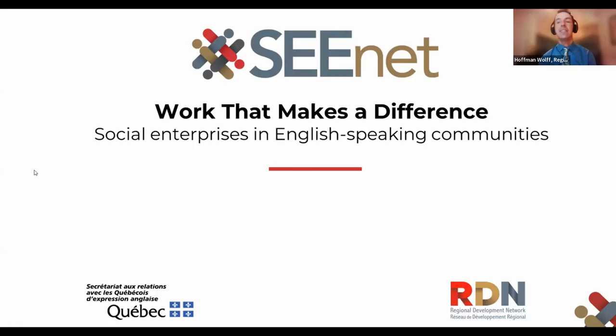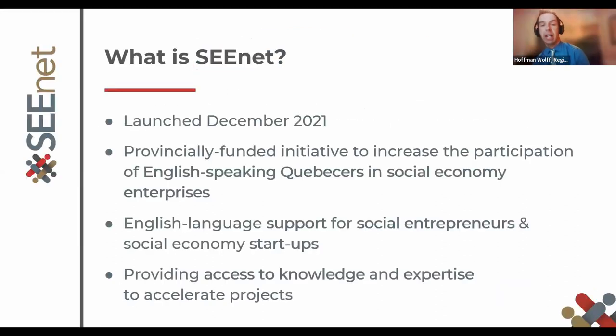Well, thank you, Martine. CNET is a provincial initiative to better integrate English-speaking Quebecers into the social economy. So it's done under the umbrella of the Regional Development Network, and I'll explain a little bit more what that is. And it's funded by the Secretariat for Relations with English-speaking Quebecers. We were launched actually December 2021, with the goal of, like I said, increasing the participation of English-speaking Quebecers in social economy enterprises. So we provide support for social entrepreneurs, for social economy startups in English, and also for some of our regional organizations who are looking to get more involved in it. So providing access to knowledge and expertise to move their projects forward. Next slide.